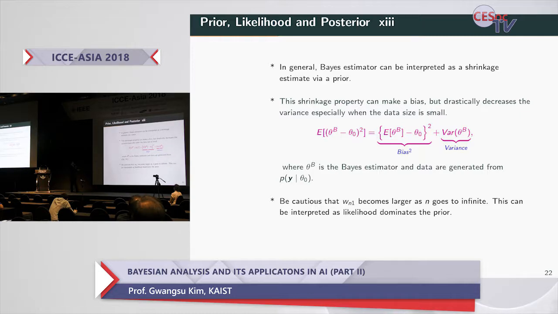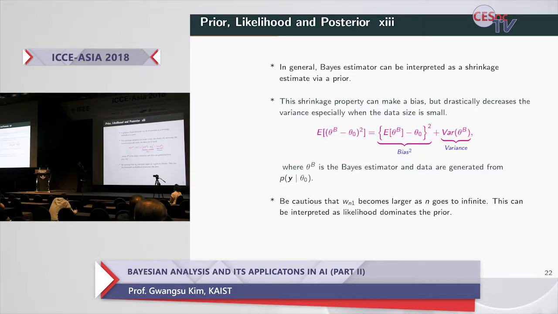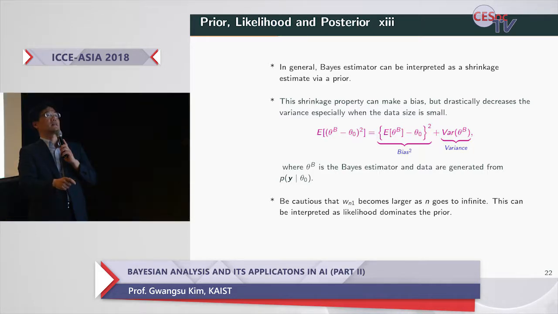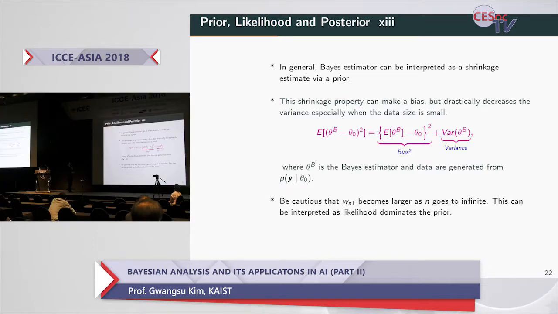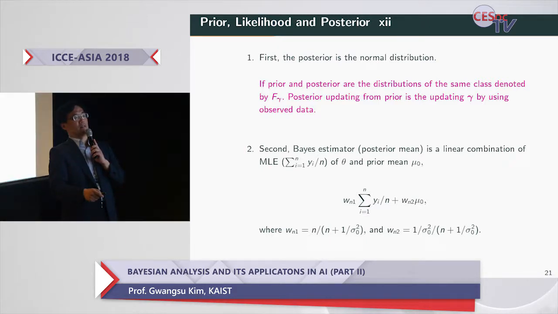This shrinking property can make a bias, because the MLE is unbiased asymptotically. But this shrinkage estimator can drastically decrease the variance, especially when the data size is small. So for bias and variance, the Bayesian estimator can make some bias, but the variance of the Bayesian estimator can be very, very small. And W_n1 is the weight for this estimator, and W_n2 is the weight for this.